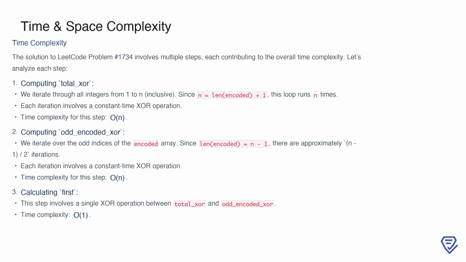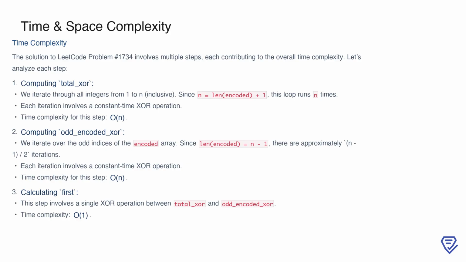Since n is derived from the length of the encoded array plus 1, this step involves n iterations, with each iteration performing a constant time XOR operation. This gives us a time complexity of O(n) for this step. Next, we compute odd_encoded_XOR by iterating over the odd indices of the encoded array. Given that the encoded array has n-1 elements, this step runs approximately (n-1)/2 iterations, and again, each iteration is a constant time XOR operation. This also results in a time complexity of O(n).